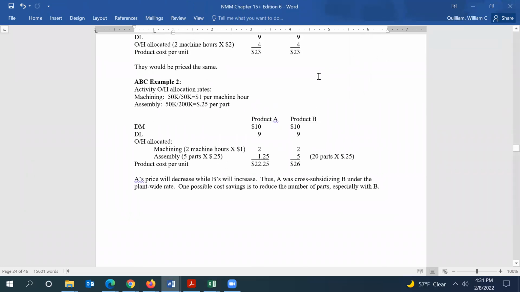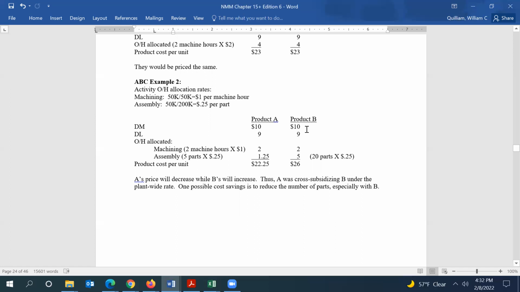So here in example 2, well, let's compute those overhead allocation rates first. In machining, we're left with only $50,000 in its budget overhead cost pool. We divide by 50,000 machine hours and we get $1 per machine hour. Then for assembly, we now have $50,000 in its individual overhead cost pool as well. We divide that by 200,000 parts. When we do, we get 25 cents per part.